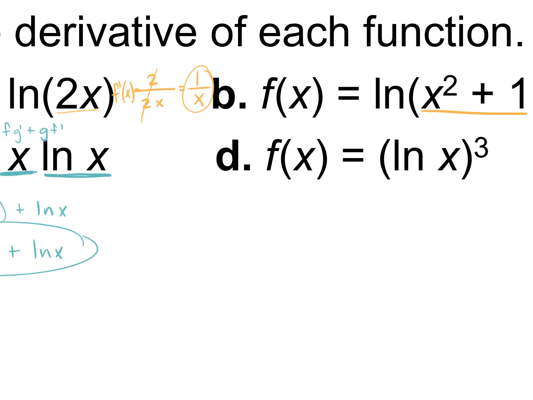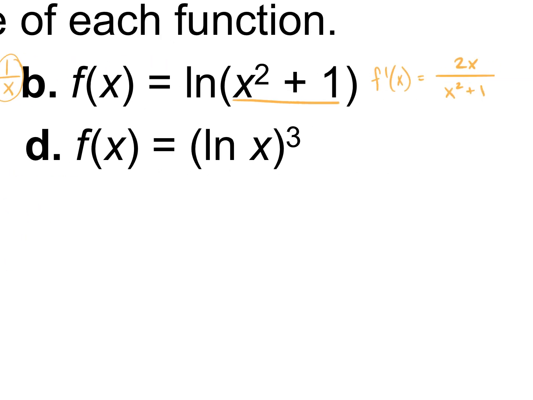Let's do d. Here we have to do the chain rule. So because it's cubed, the whole thing, ln of x is cubed, we can't just move the 3 in front. This is different than if we had the ln of x cubed. If I had the ln of x cubed, I'd want to move the 3 in front, make it a coefficient. But these are two different things, not the same.